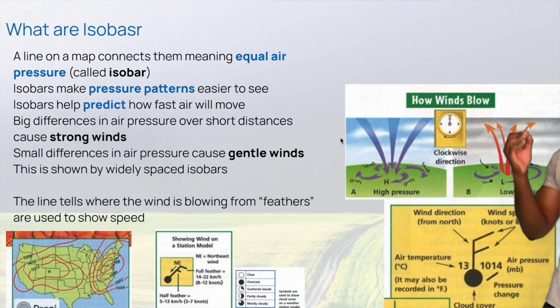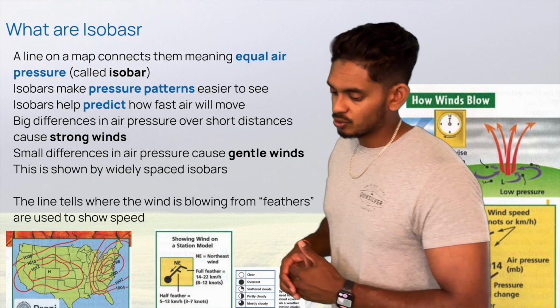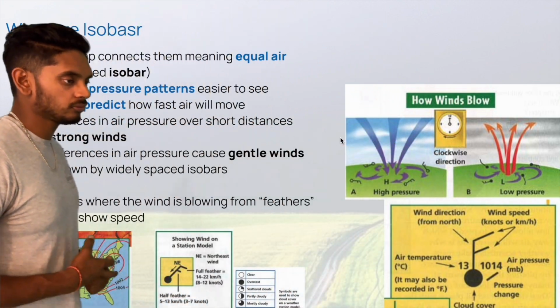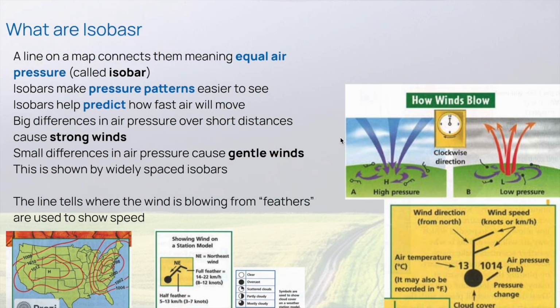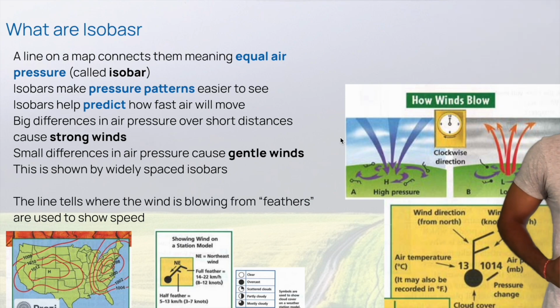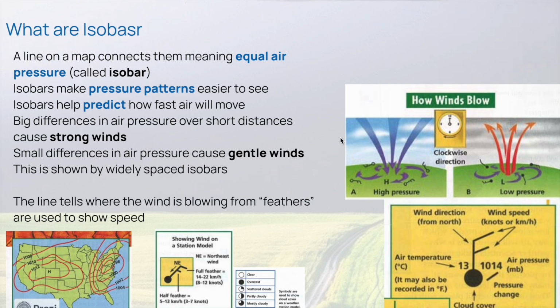Isobars help us measure winds. This is how we map out air pressure. We use isobars. Okay, so isobars make pressure patterns visible or easier to see. They help predict how fast air is going to move in a certain area. That can help us with predicting where storms might be. A big difference in air pressure over short distances creates strong winds.